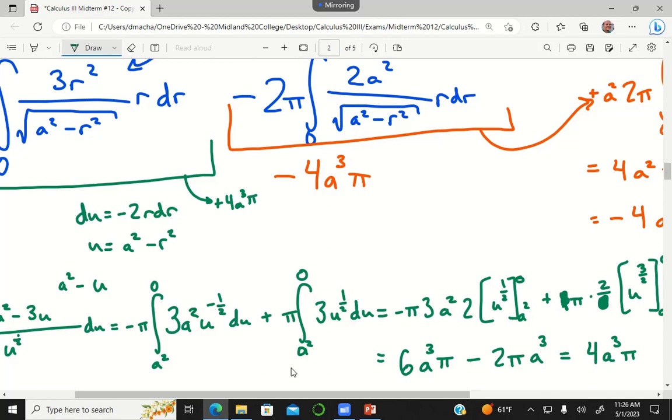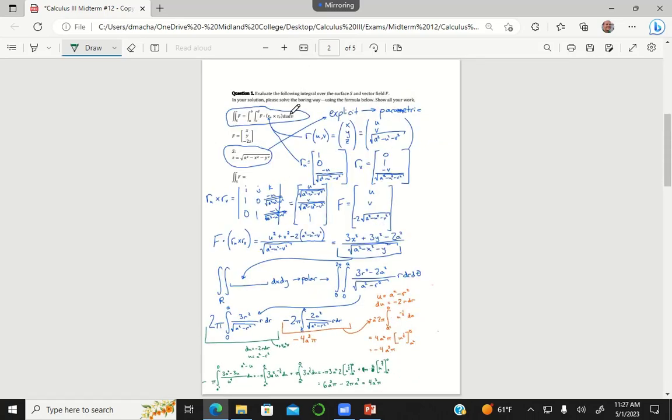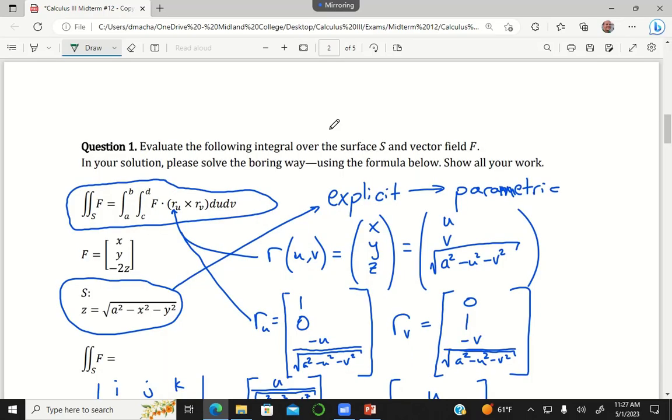So whenever I take the green part and I add it to the orange part, positive 4a cubed pi cancels with negative 4a cubed pi, and we get 0, right? Okay. And so the answer to this entire problem altogether is just 0. So whenever we take this integral, the surface integral over the vector field, the answer is 0.